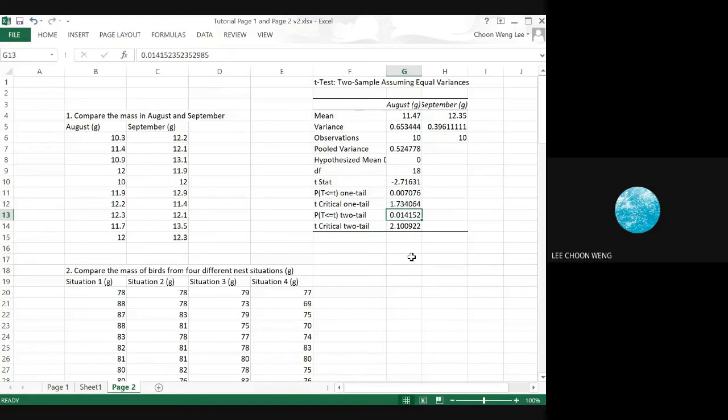So when the p is less than 0.05, it shows that the difference that you observe here is not due to random sampling. Okay, so when the p is less than 0.05, it means that what you are observing is highly significant. What you're observing shows that the difference is significant.